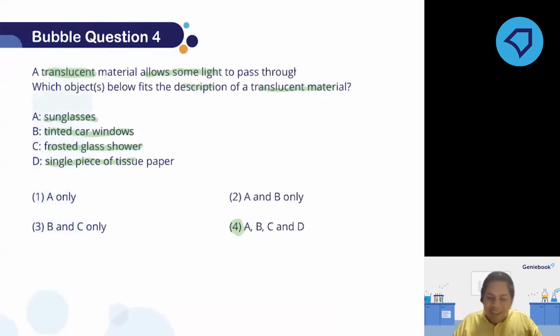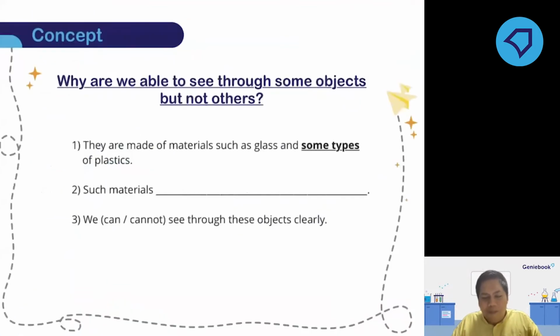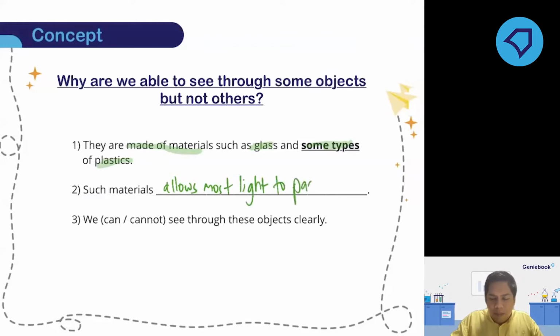Okay, let's continue to the next type of material. They are made of materials such as glass and some types of plastics. So again, some types, because such materials allow most light to pass through. So there are such materials which allow most light to pass through.